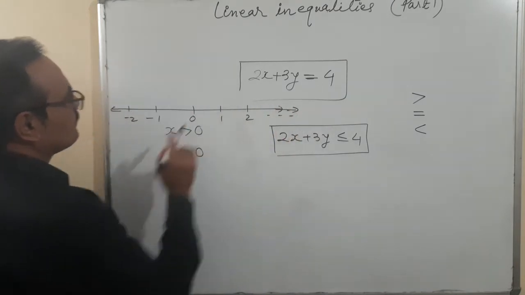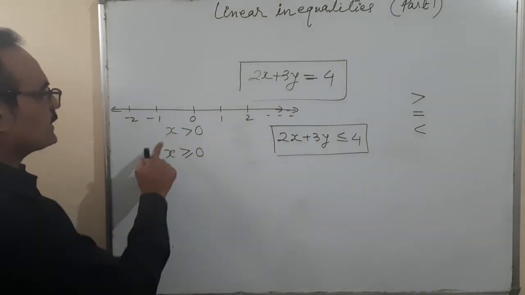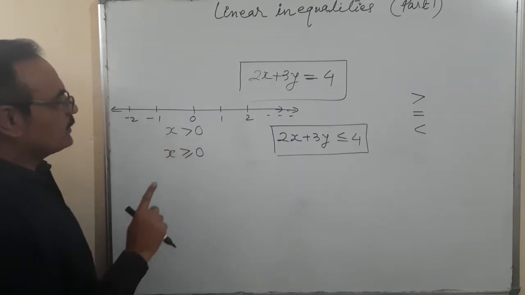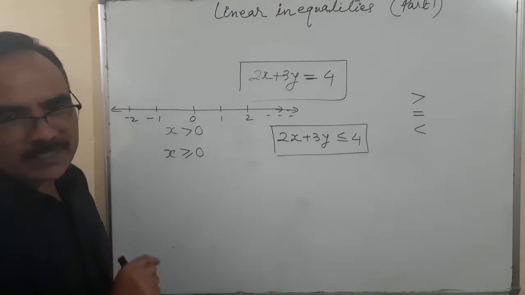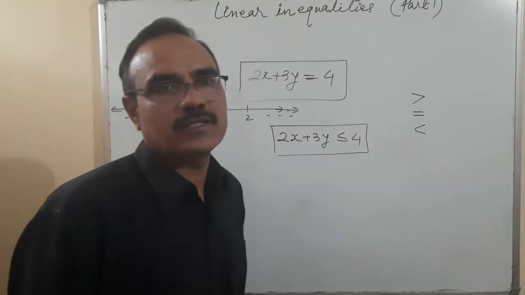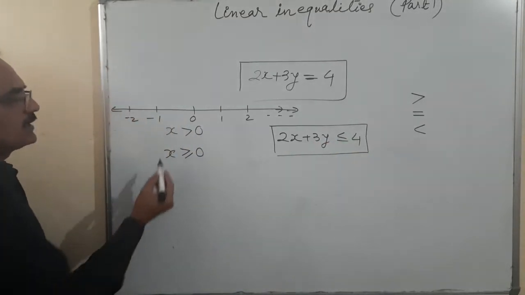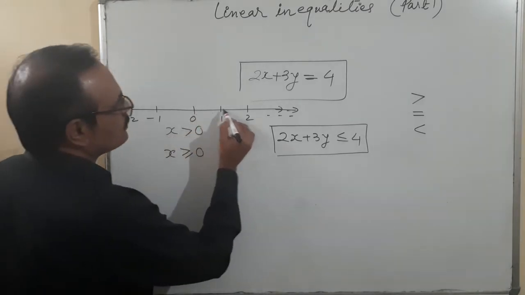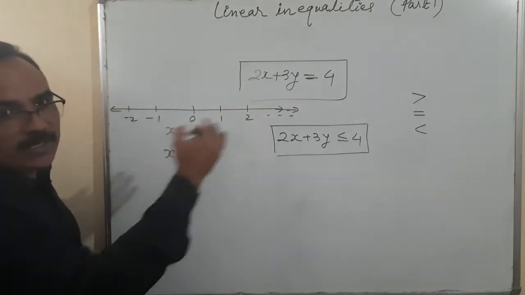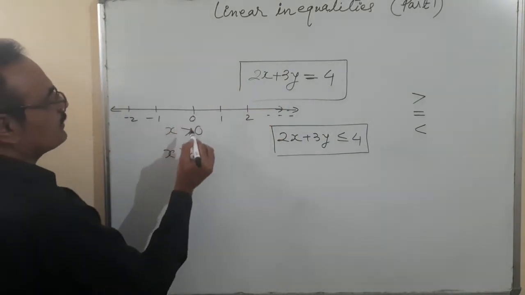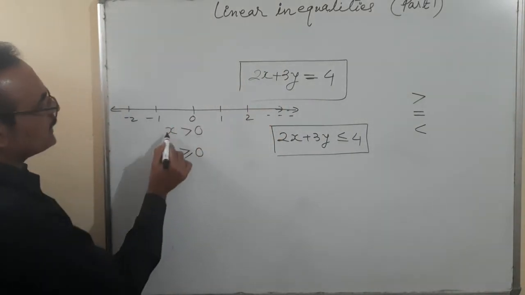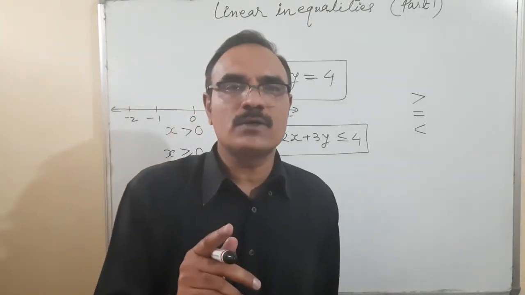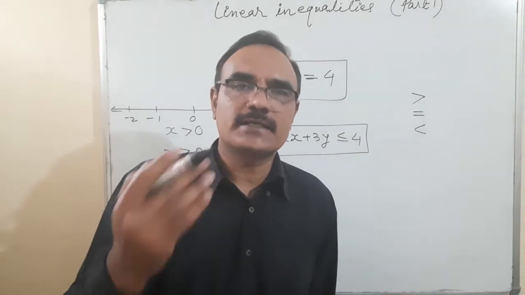When we are talking about x is greater than 0, it's strictly greater than 0. That means, what is the value of x on the number line, or on the integers, real numbers, whatever it is? X is greater than 0 means we are talking about this entire part of the line, to the right hand side of 0. But this 0 is not included because x is strictly greater than 0. The value of x will never be equal to 0. It will definitely be greater than 0.